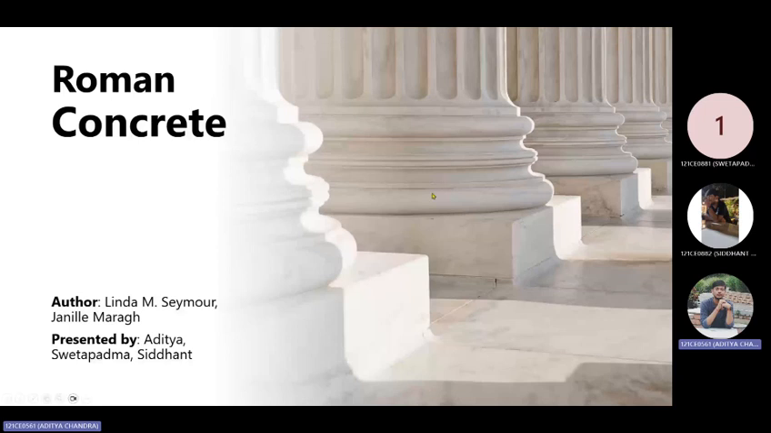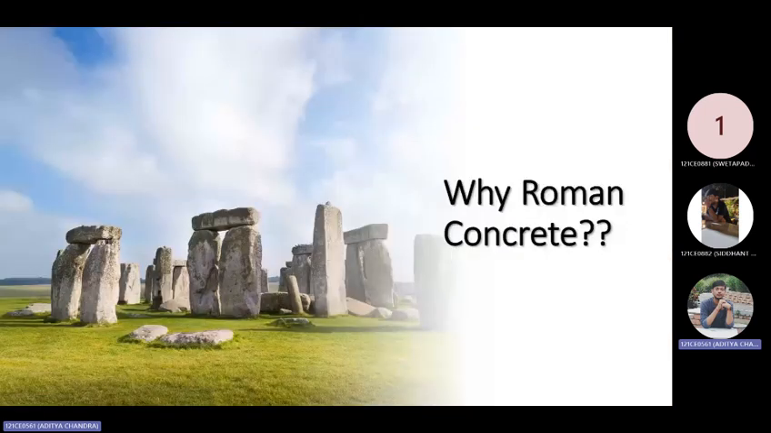Roman concrete is also known as opus cementitium, which was a key architectural material used by the ancient Romans that played a pivotal role in the construction of their vast empire. Unlike modern concrete, which primarily uses Portland cement as a binding agent, Roman concrete relied on a mixture of lime, volcanic ash called pozzolana, and aggregates such as rubble or gravel.